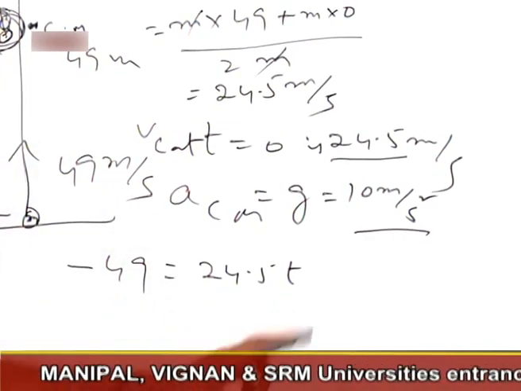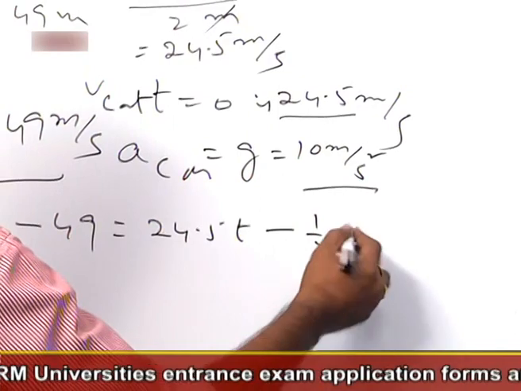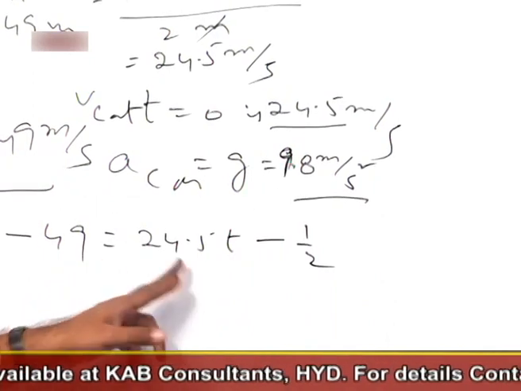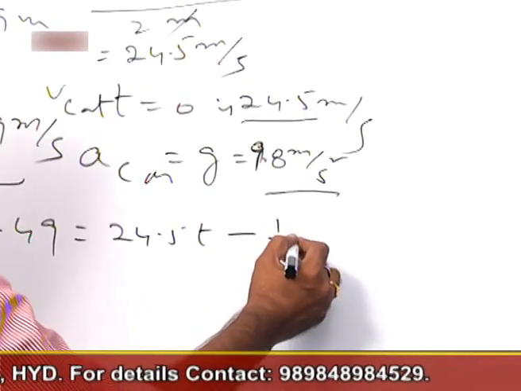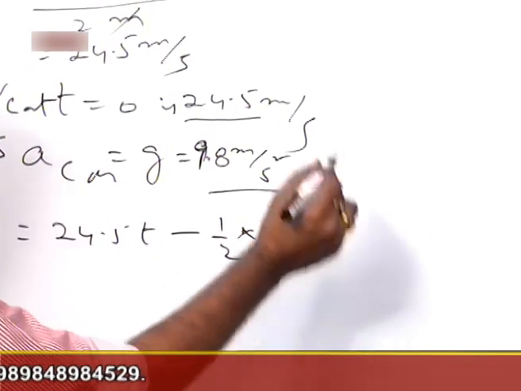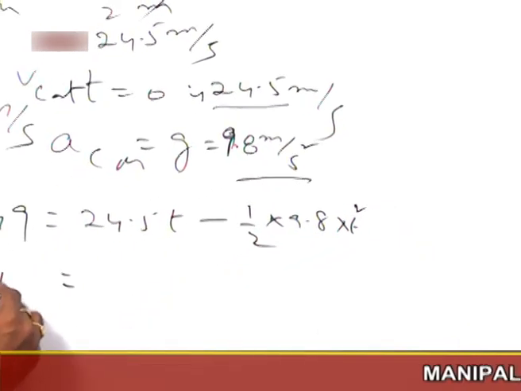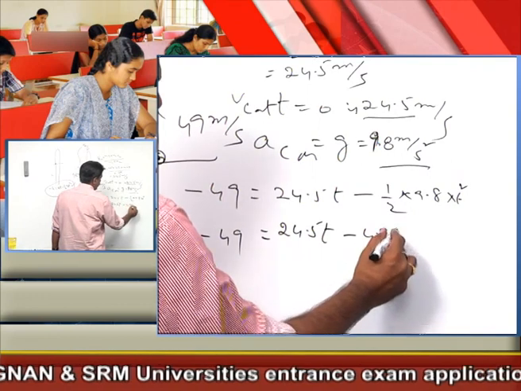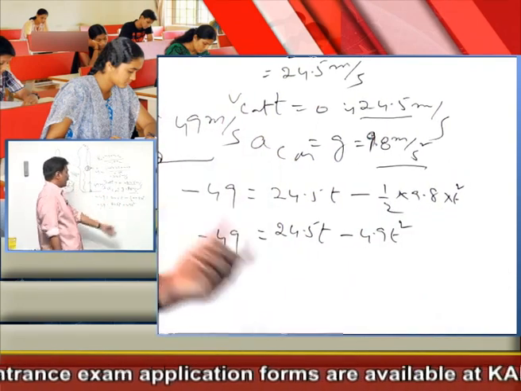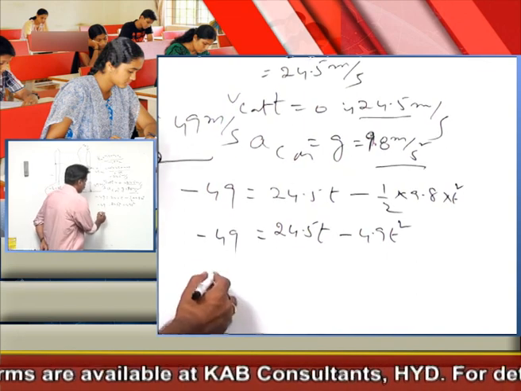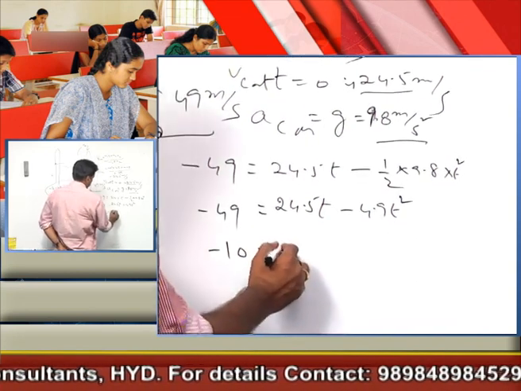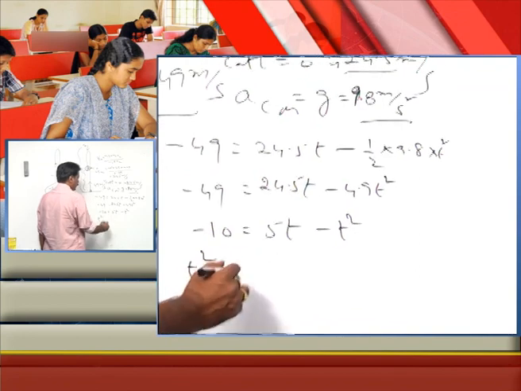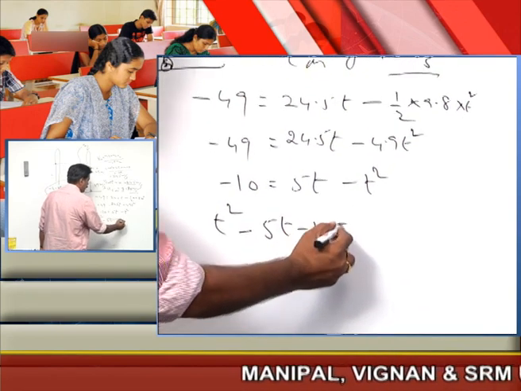minus h is equal to ut minus half gt square. It is better to take g as 9.8 here because all are in multiples of 4.9. You take half g t square. So this is equivalent to minus 49 is equal to 24.5 t minus 4.9 t square. This is the equation. Divide the total equation by 4.9, and you will get minus 10 is equal to 5t minus t square, or t square minus 5t minus 10 is equal to 0.